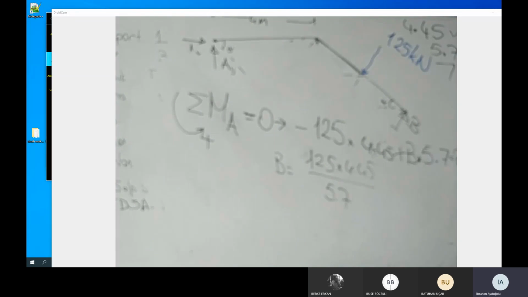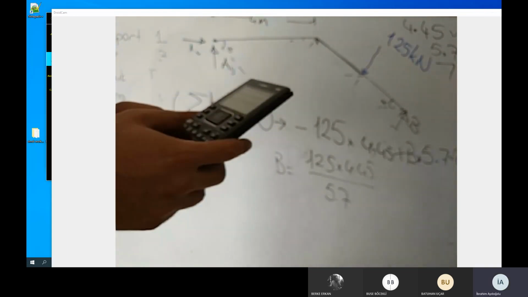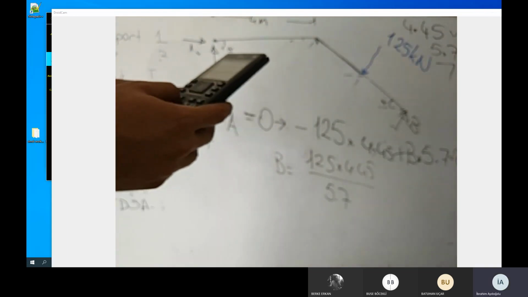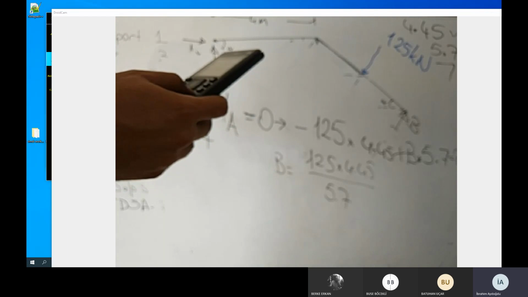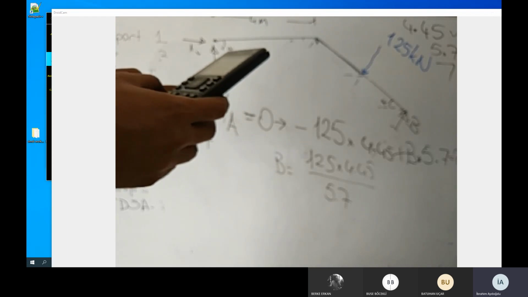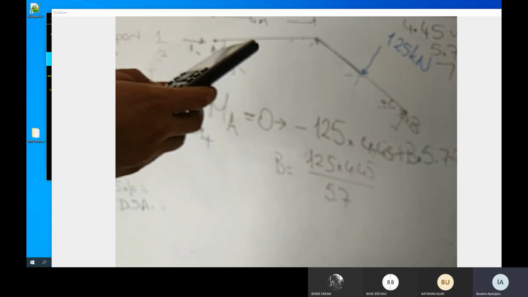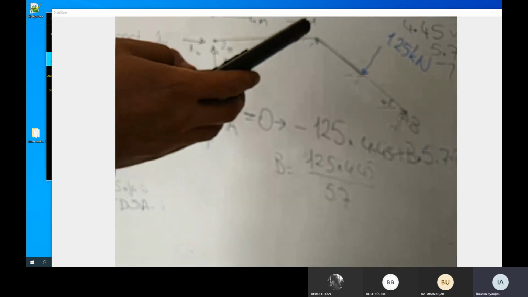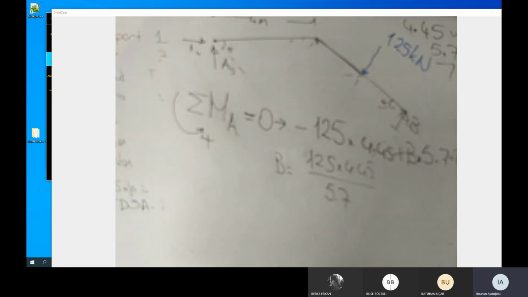I don't have a calculator. Oh, I have a calculator. Sorry. I go just 125 times 4.45 divided by 5.7 is equal to 97.5877. So let's go back to your question.